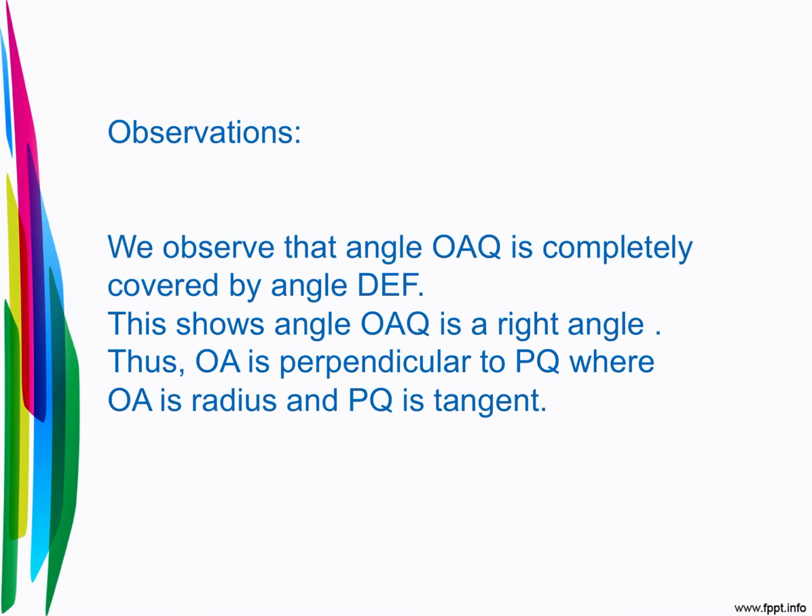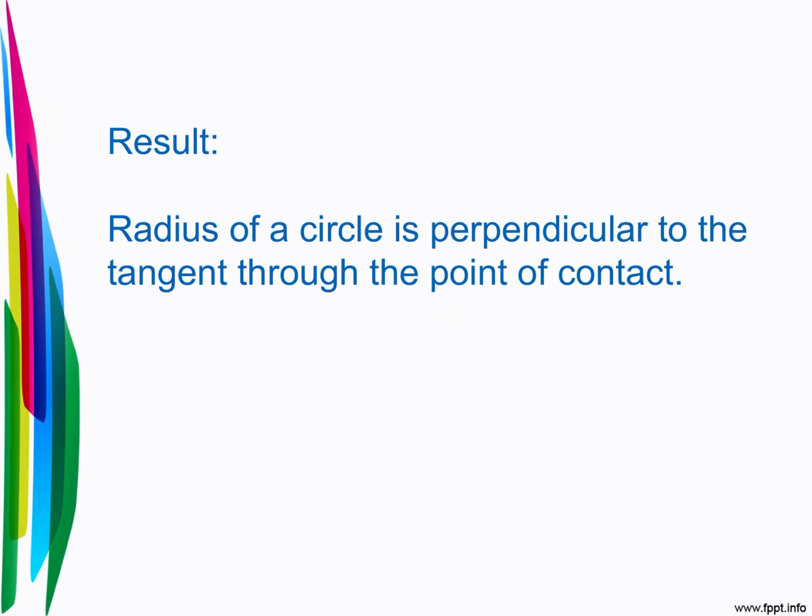The observation will be, we observe that angle OAQ is completely covered by angle DEF. This shows that angle OAQ is a right angle, and thus OA is perpendicular to PQ, where OA is the radius and PQ is the tangent. So it's the same thing. We are going to write the result that the radius of the circle is perpendicular to the tangent through the point of contact.